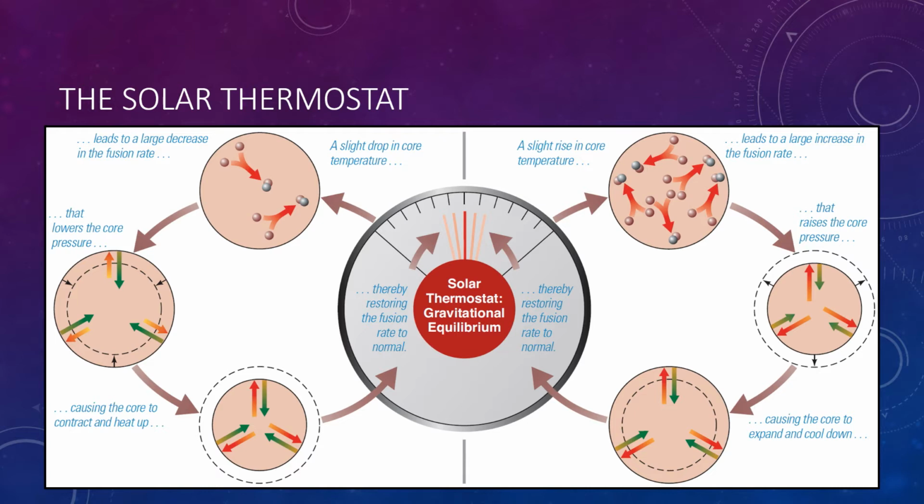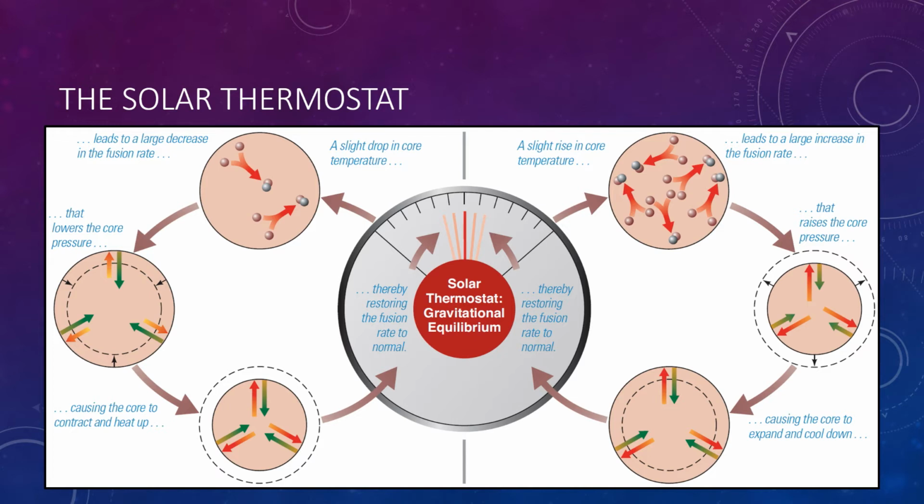Now, the opposite is also true. A slight drop in the sun's core temperature would trigger the opposite chain of events. The reduced core temperature would lead to a decrease in the rate of nuclear fusion, which then causes a drop in the outward pressure and a contraction of the core because gravity will start to take over. As the core shrank, its temperature would rise until the fusion rate returned to normal and restored the core back to its original size and temperature.